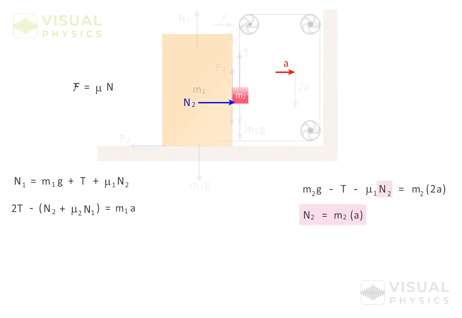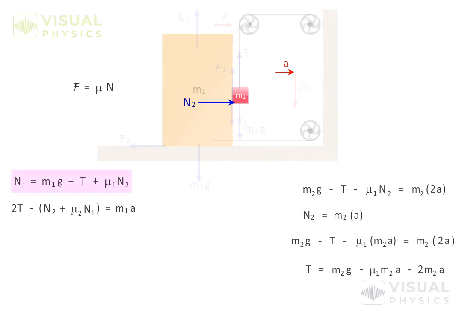Using N2 from this equation, we get m2g minus T minus mu1 m2a is equal to m2 into 2a. Therefore T is equal to m2g minus mu1 m2a minus 2m2a.